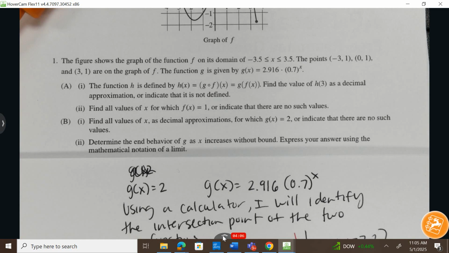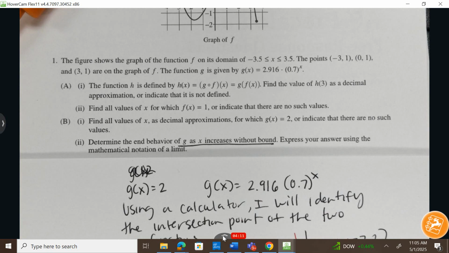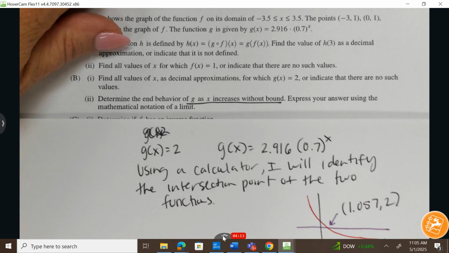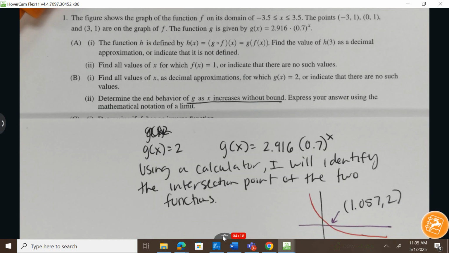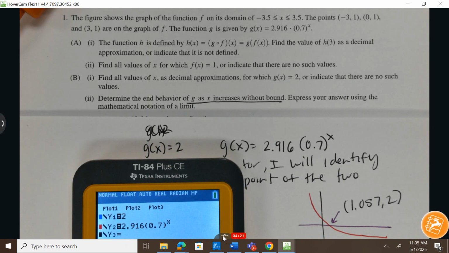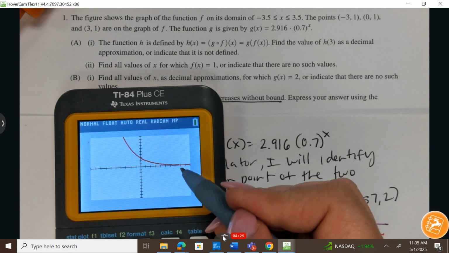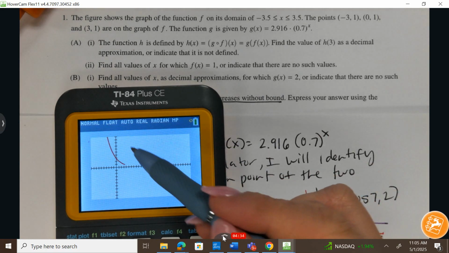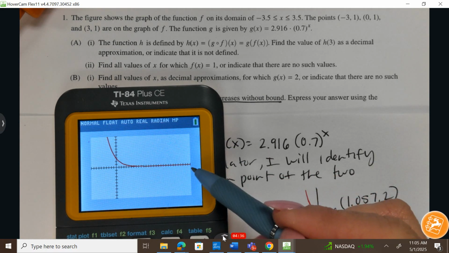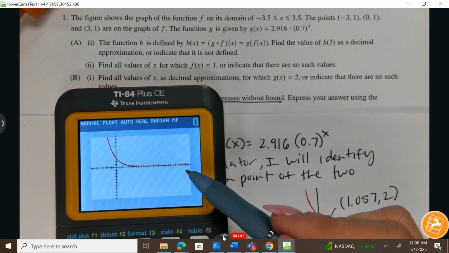Next, we are going to determine the end behavior of function g as x increases without bound. And I was looking over FRQ1 on previous questions. I noticed a lot of people putting it in the wrong notation. So let's talk about that. If I go up here and I graph this, it may appear like this function is intersecting the x-axis and going down, but if I extend this, we can see that this function g of x is getting closer and closer to y equals 0, but it's never actually intersecting with that x-axis or when y is equal to 0.